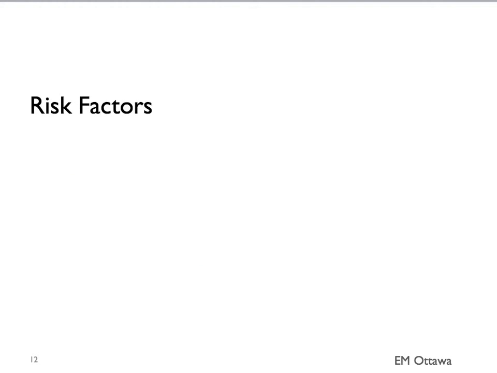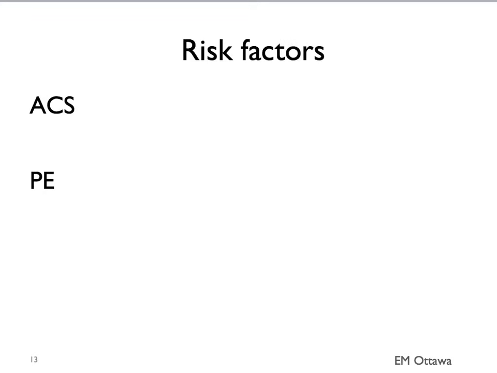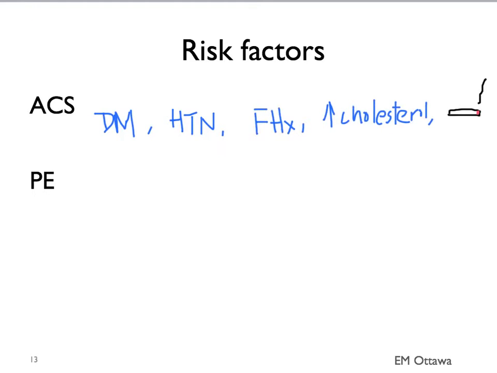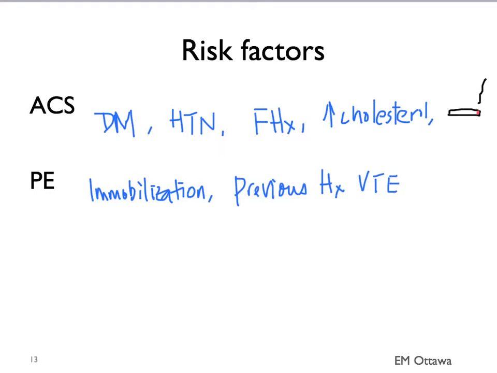You'll want to take a history that includes the risk factors for each of these 6 deadly diagnoses. We'll go through them quickly here. For ACS, the risk factors include diabetes, hypertension, high cholesterol, family history of coronary artery disease, and smoking. For PE, it includes immobilization, previous history of venous thromboembolism, and medications such as hormones. Active malignancy also increases the risk of pulmonary embolism.